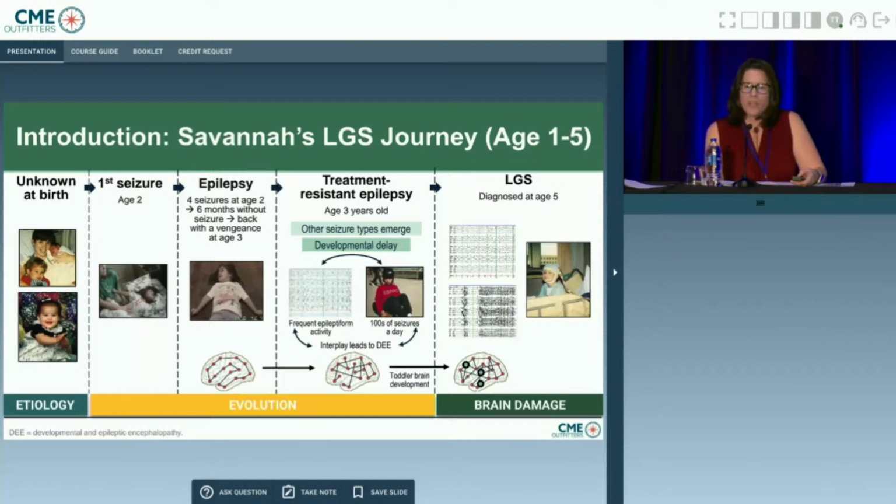Savannah was actually born healthy, which is true for 1 in 3 with Lennox-Gastaut syndrome. She didn't have her first seizure or any sign that anything was wrong with her until she was 2.5. She had a seizure out of the blue. We didn't even know what it was. We thought she was choking.